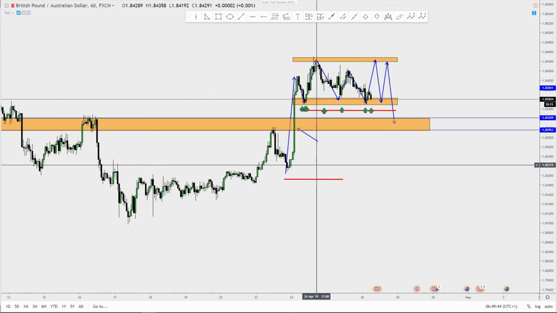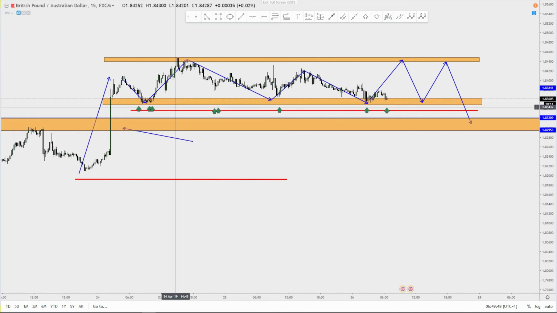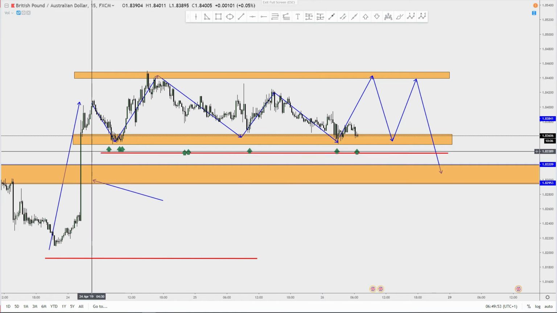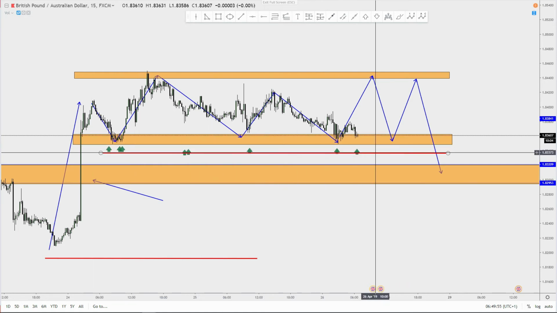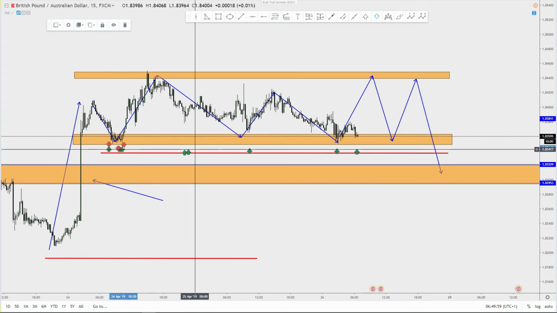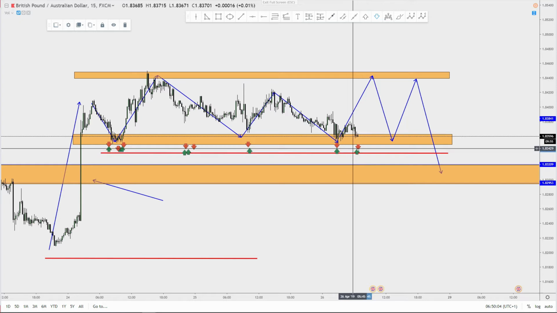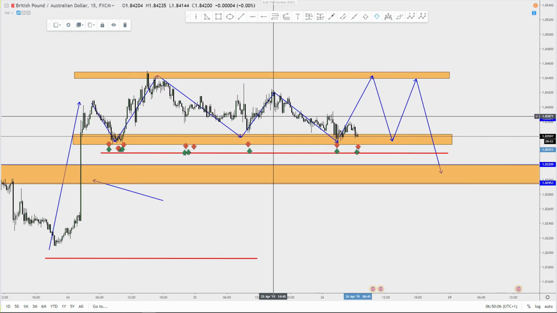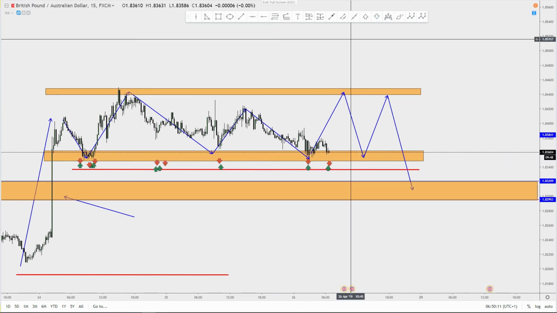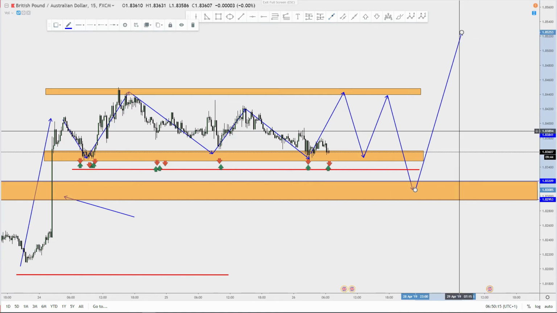So what I'm looking for is essentially a manipulation of this level for the market to come down, clean out all of these stops. Obviously, if they're buying, those stops are sell orders. And what do the banks and institutions need in order to fill their buys? Of course, they need sellers. So I'm looking for a manipulation of this lower level and the market to rally higher.